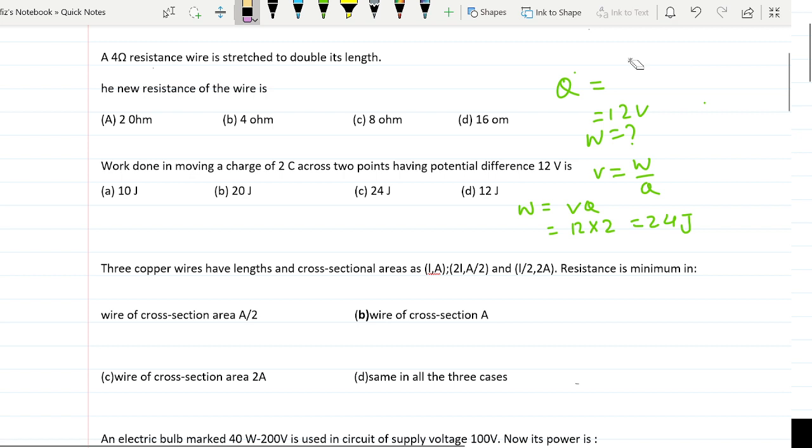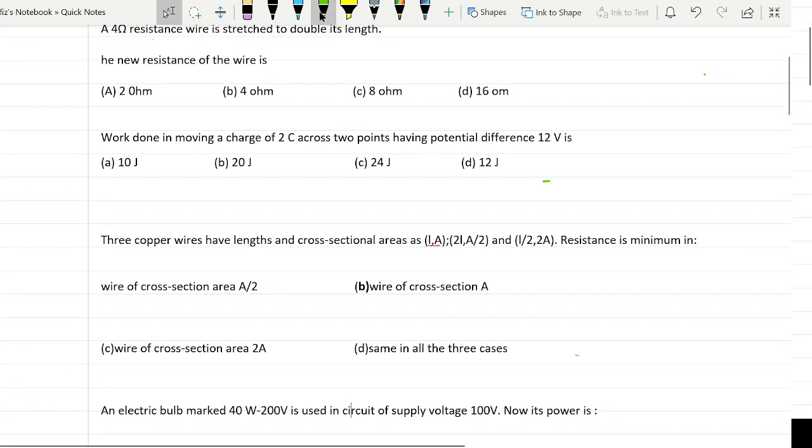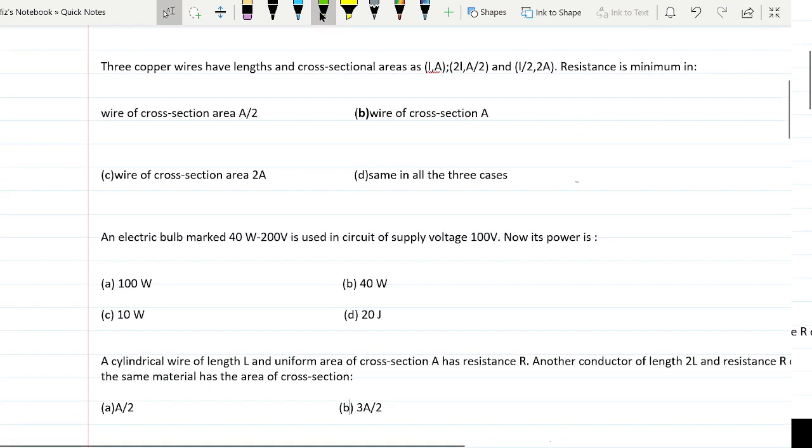Now jump to the next question, read it out, try by your own. Okay, so anyhow, moving on to the next question here. Next question, it may go a little lengthy.